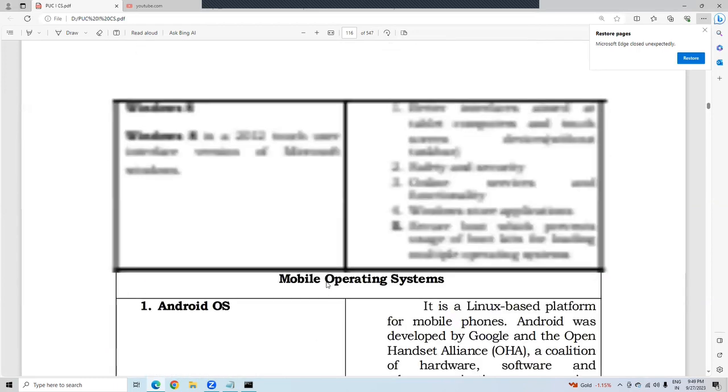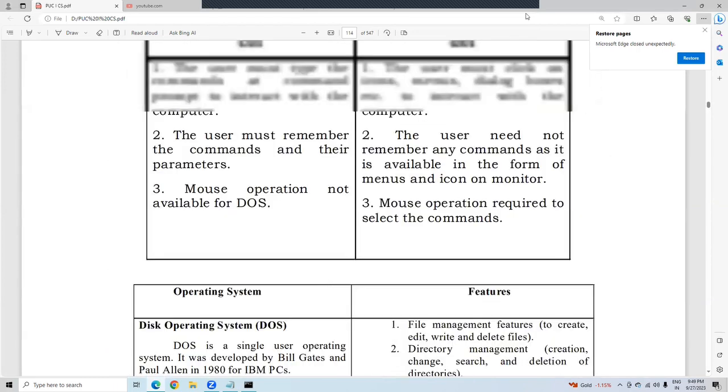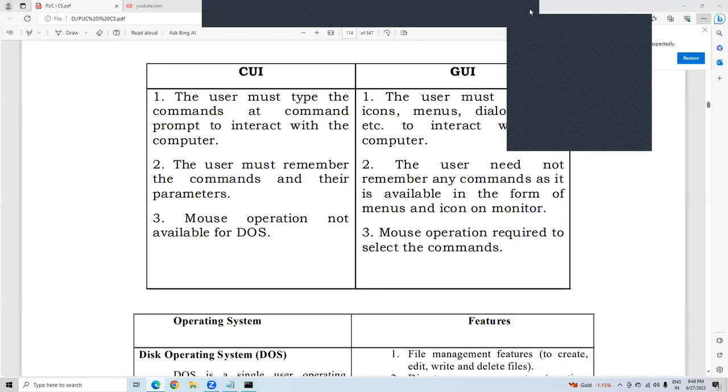Okay. So this is all about the explanation of the fourth chapter. Thank you.